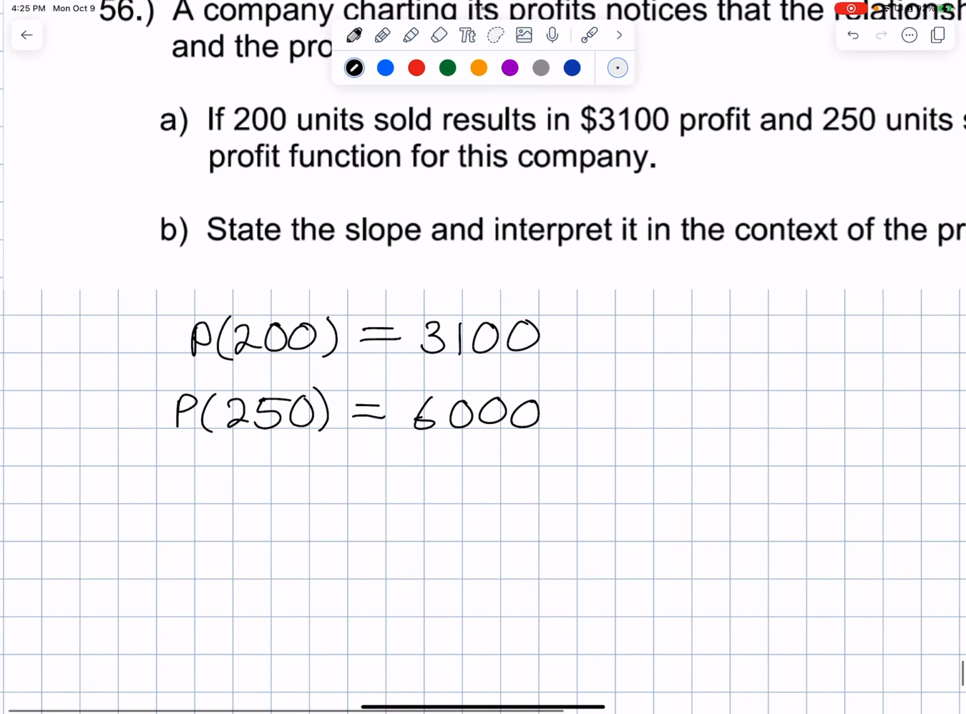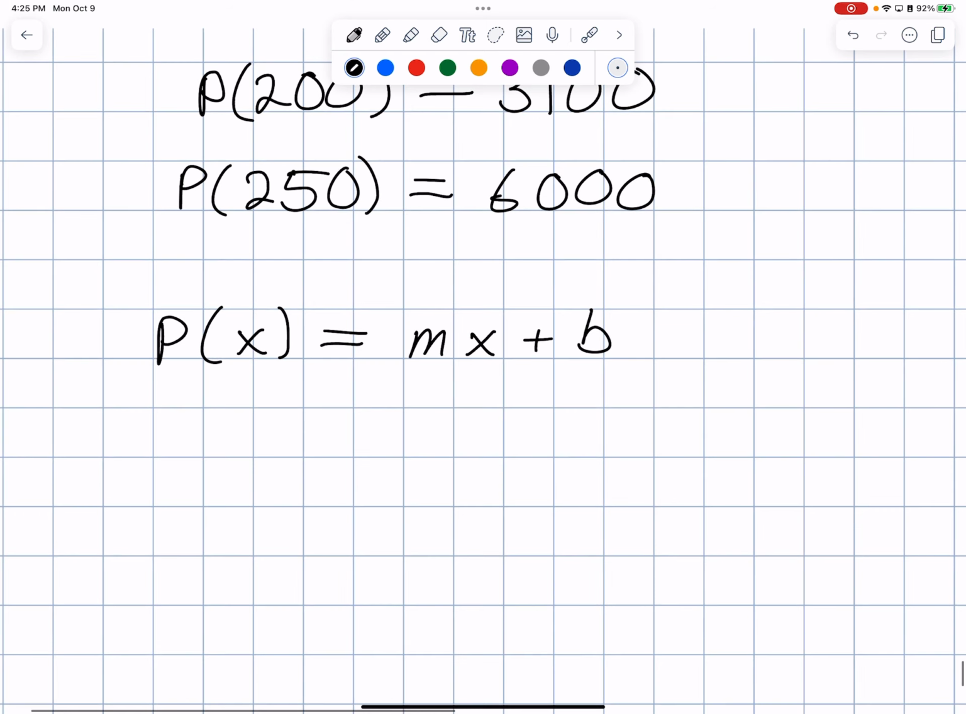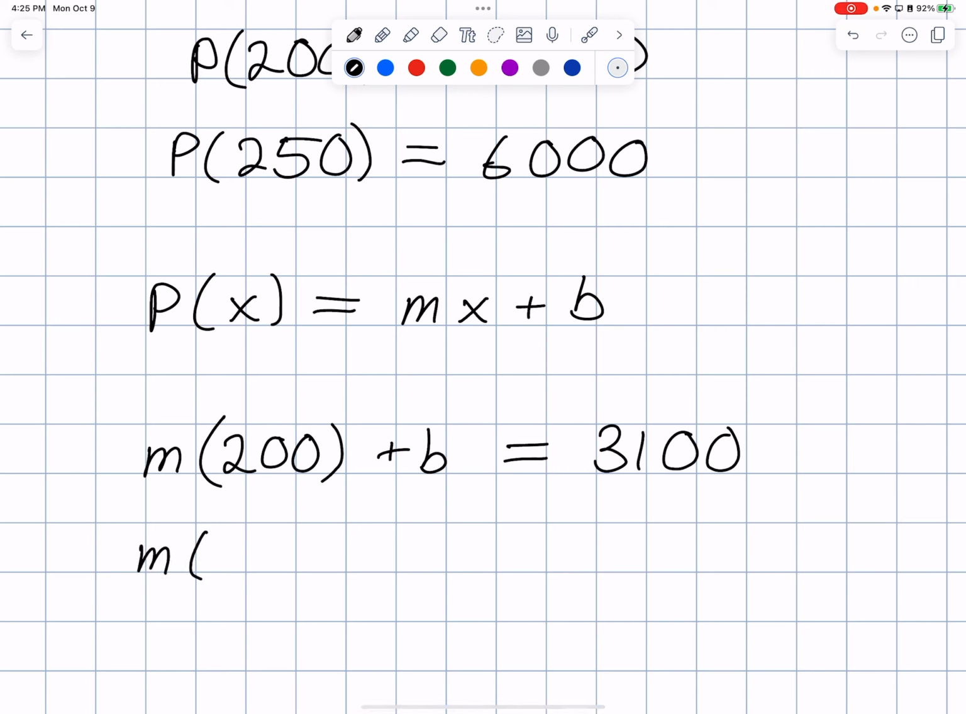Here's the other thing that I know. P of x is equal to mx plus b. How do I know that? Says it's linear. Linear equations can always be written as mx plus b. Does that make sense? Then I can just solve it. So let's see. Slope times, if I plug in 200, I should get 3,100. And if I plug in 250, I should get 6,000.